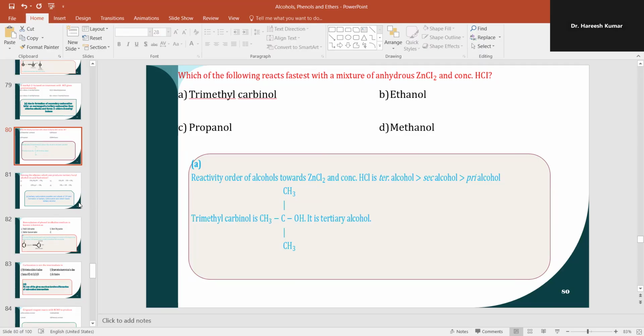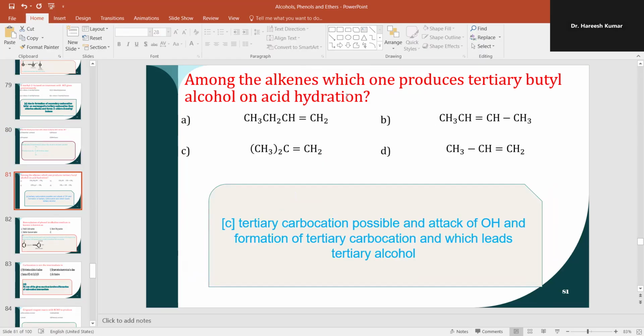Let's take another question. Among the alkenes, which one produces tertiary butyl alcohol on acid hydration? So here a dimethyl alkene, this C will be producing it. Why? Because hydration means addition of OH group. So OH group adds at the more substituted carbon atom, and the proton will be added to the less substituted carbon atom.